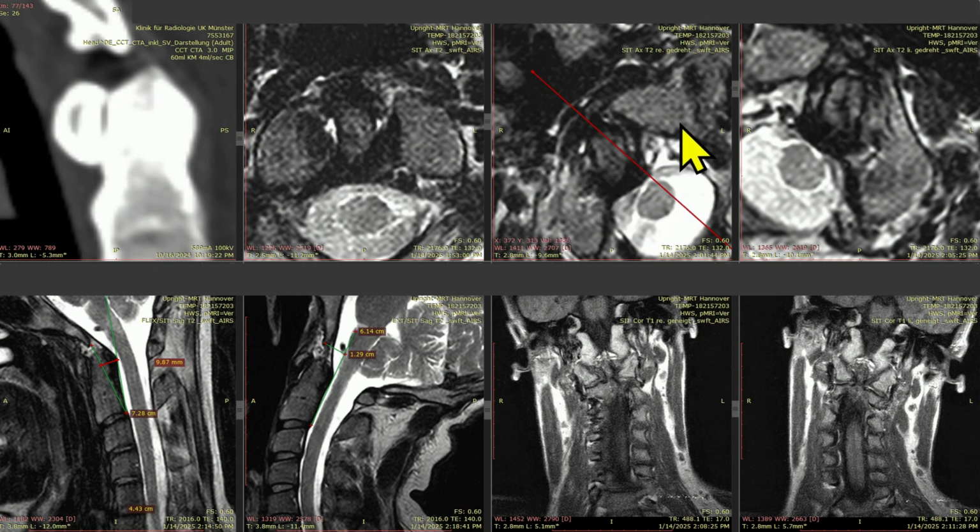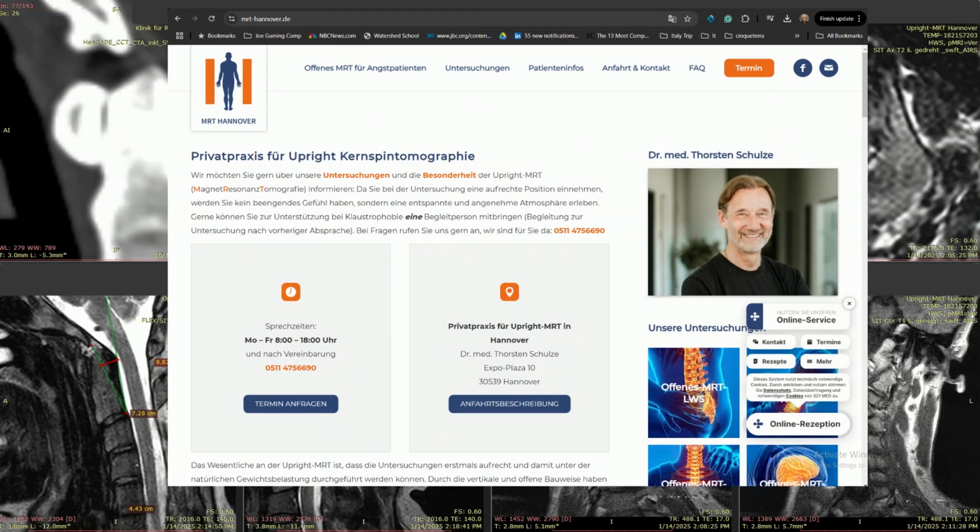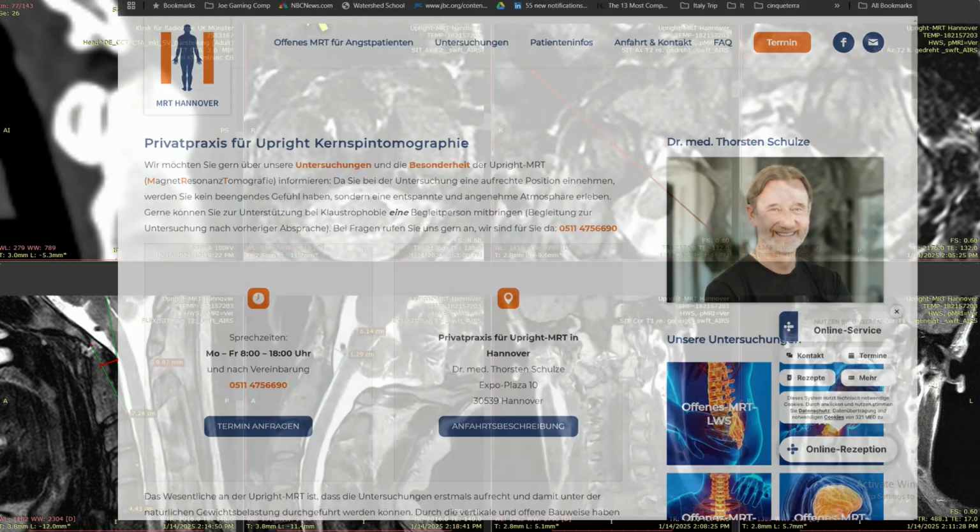But this image is suggestive of a possible transverse ligament injury, which is how it was read out. And again, big shout out to Upright MRI, or in German, MRT of Hanover, because these are beautiful upright MRI images, much, much better than the ones we see in the States. So I'm not sure if they're using different equipment or different techniques, but very nice images.